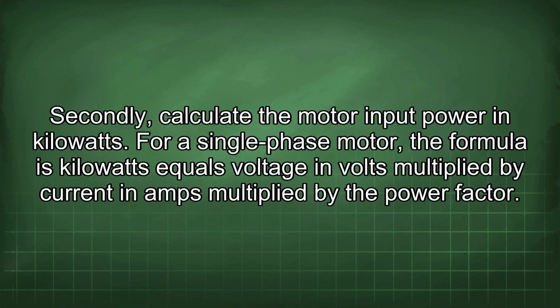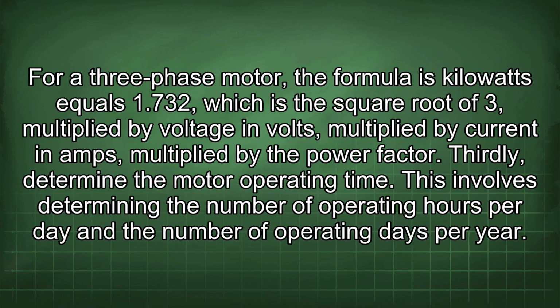Secondly, calculate the motor input power in kilowatts. For a single-phase motor, the formula is kilowatts equals voltage in volts multiplied by current in amps multiplied by the power factor. For a three-phase motor, the formula is kilowatts equals 1.732, which is the square root of 3, multiplied by voltage in volts multiplied by current in amps multiplied by the power factor.